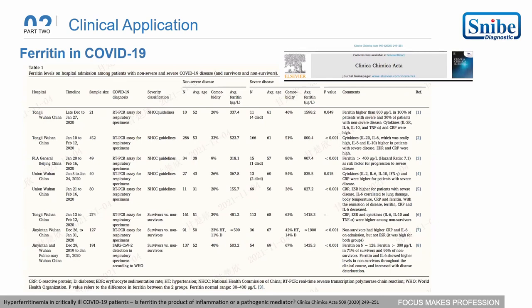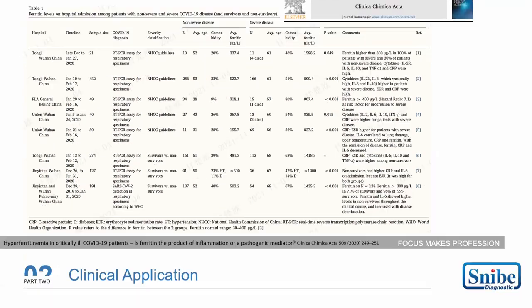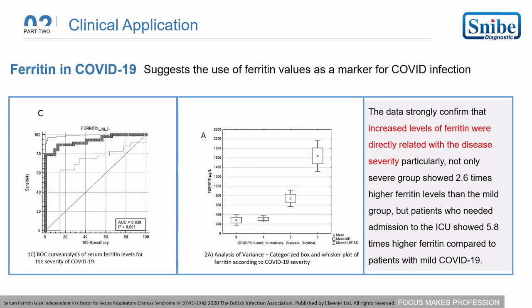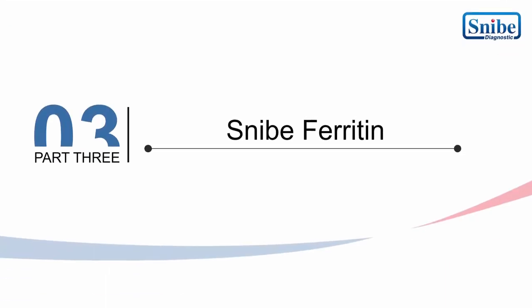So again, for ferritin in COVID-19, there is comprehensive data on ferritin levels along with timeline, sample size, and COVID-19 diagnosis with severity classification. It suggests the use of ferritin values as a marker for COVID-19 infection. The data confirmed that increased ferritin levels were directly correlated with increased severity.